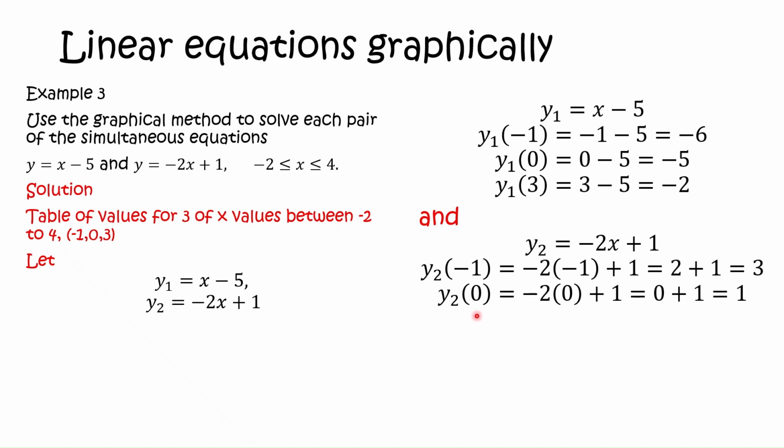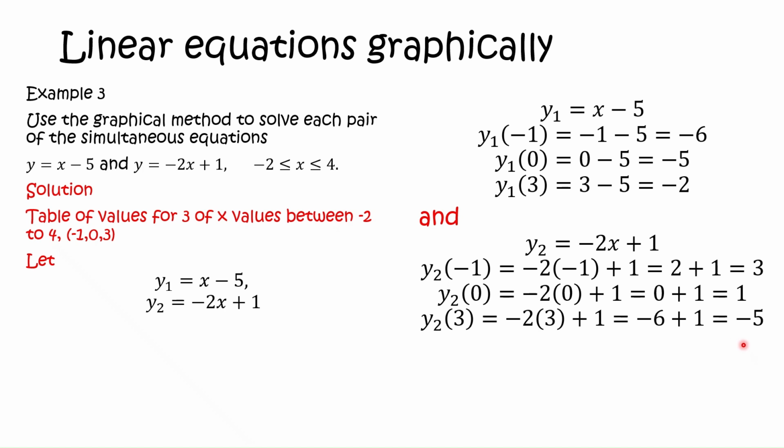We do the same thing for y2 of 0. Wherever we have x, we substitute with a 0 in the y2 equation. That is to say, minus 2 times 0 gives us 0 plus 1, which adds up to a positive 1. Lastly, we have y2 of 3. Minus 2 times 3 plus 1. Minus 2 times 3 gives us minus 6, plus 1, which gives us minus 5. So we've got the associated y2 values for the x values that we have selected.